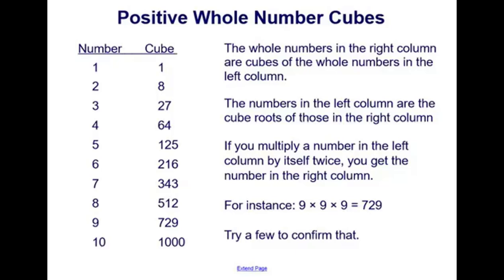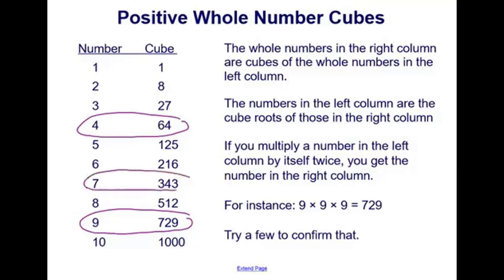For instance, let's say we looked at this row here. We have the number 9 and its cube 729, right? 9 times 9 times 9 is equal to 729. Let's say we chose this row here. We know that 4 multiplied 3 times, 4 times 4 times 4 is equal to 64. 7 times 7 times 7 is equal to 343. 1 times 1 times 1 is equal to 1.